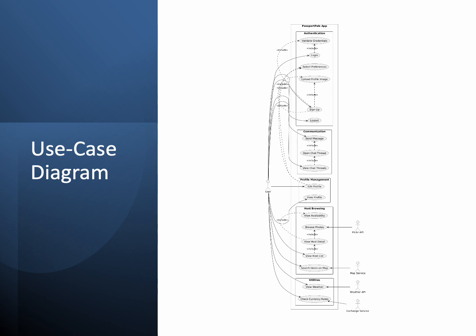And then we have the host browsing, which is you can search hosts on the map, view host list, host details, availability, calendars, and photo galleries, which is via Flickr API, all of that.